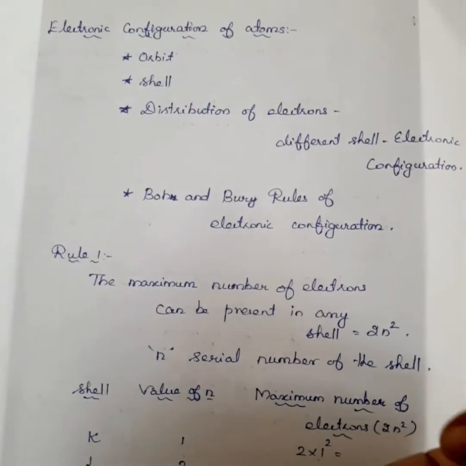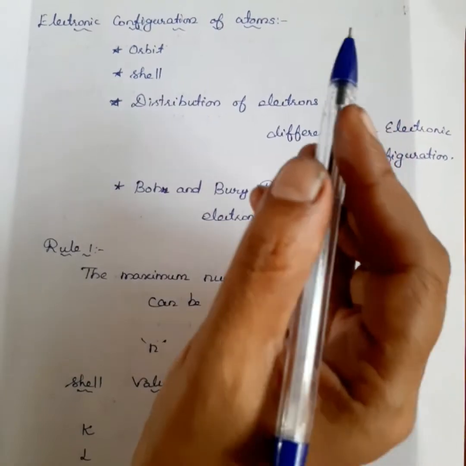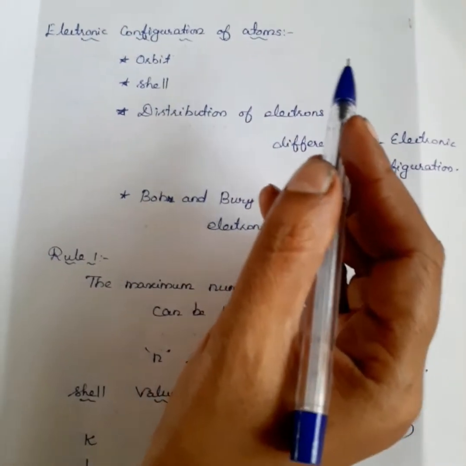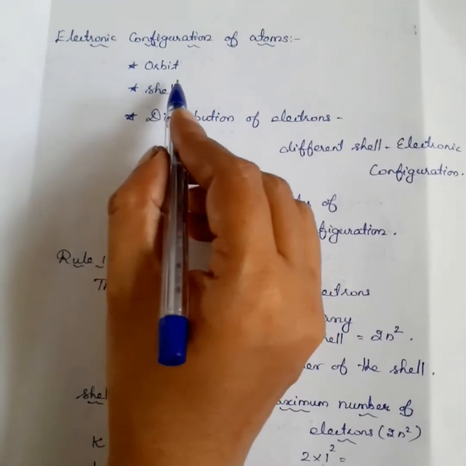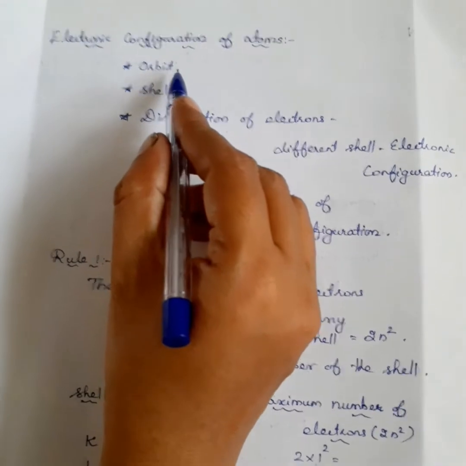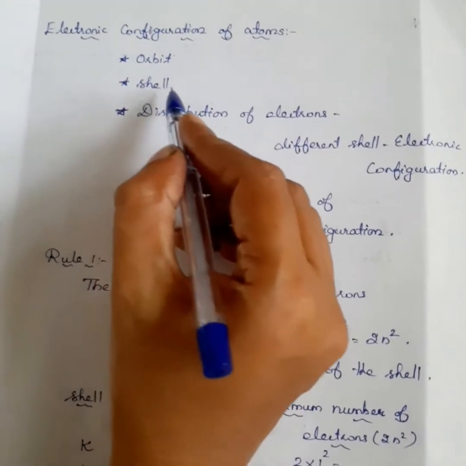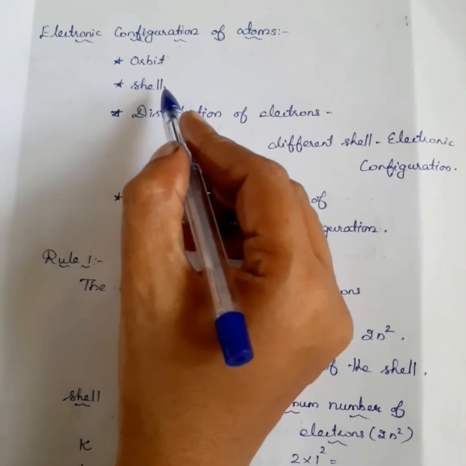Students, now we are going to discuss the electronic configuration of an atom. You already know that electrons occupy different energy levels called orbits or shells. An orbit is defined as the path along which electrons revolve around the nucleus. The different energy levels that electrons occupy are called orbits or shells.